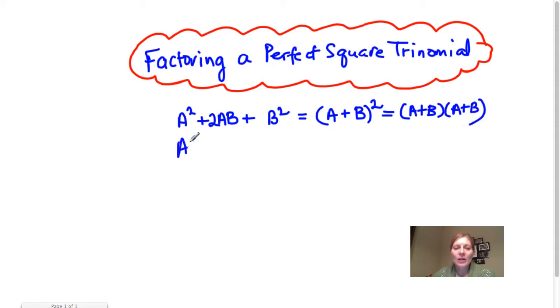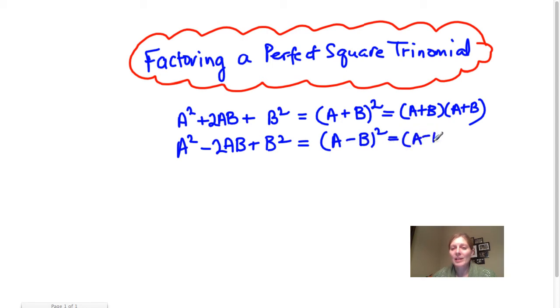This also works if the middle sign is negative, but I still have a perfect square at the start, a perfect square at the end, and double the square root in the middle. Then the only thing that's different is that when I factor it, I take the square root of the first, subtract the square root of the second, which of course means a minus b and a minus b. Okay, so let me give you an example of a perfect square trinomial.